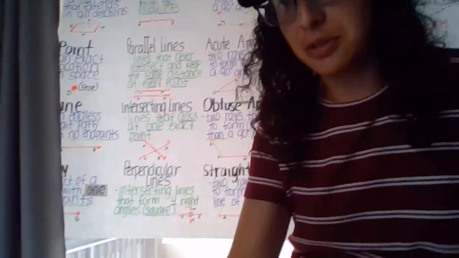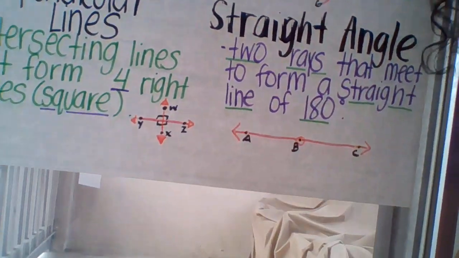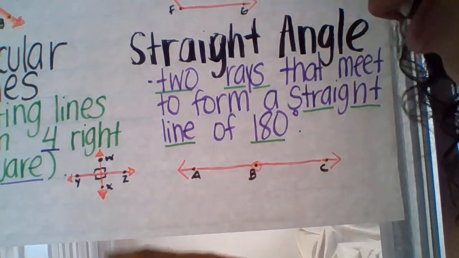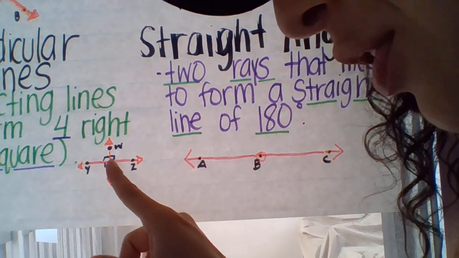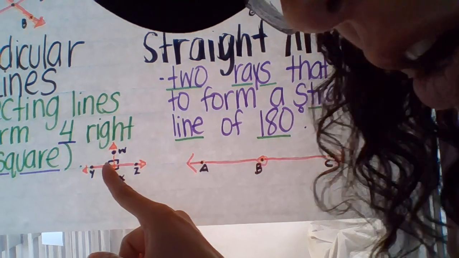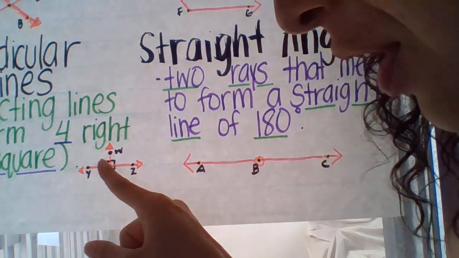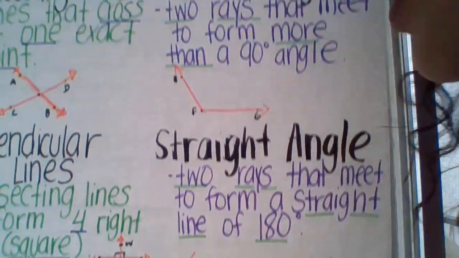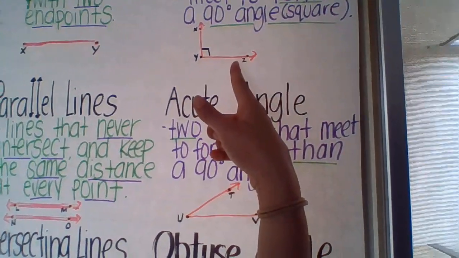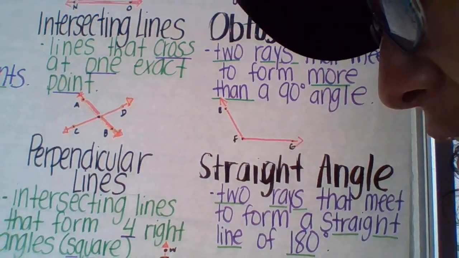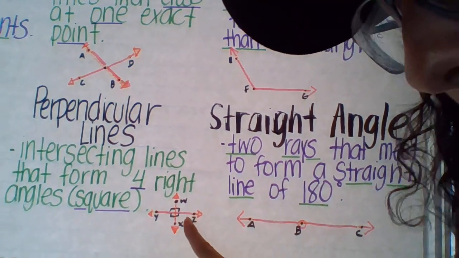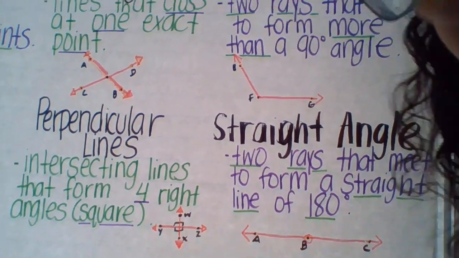Okay, let me bring this closer. So you see those perpendicular lines right there? Okay, you see how each corner forms a square corner? Those are all right angles. So up here, you have one right angle. Down here, when you have perpendicular lines, you have 4 right angles. Okay?